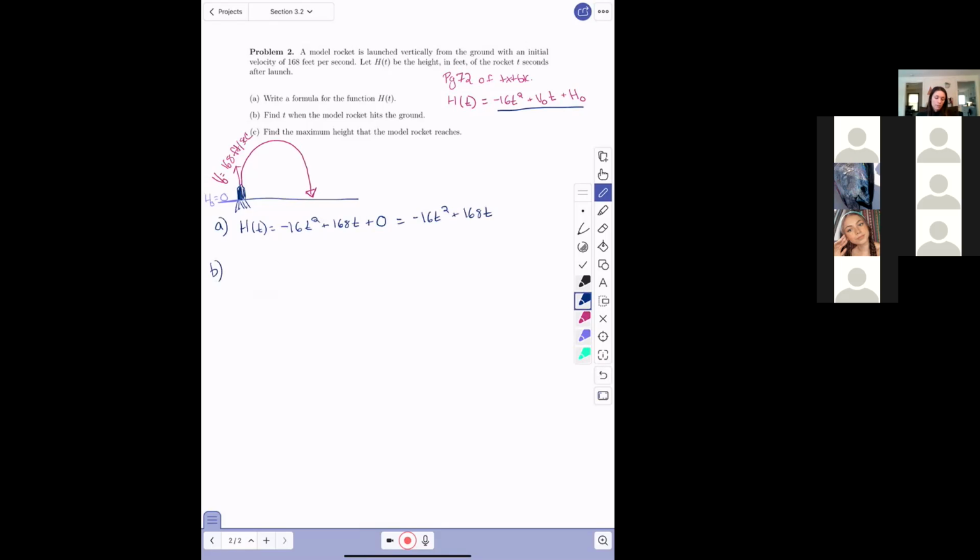Okay, part B. Find t when the model rocket hits the ground. So to find when this hits the ground, how are we going to set up the equation? Set h of t equal to 0. Good, so h of t equals negative 16t squared plus 168t, set it equal to 0. So why don't you guys go ahead and factor this one, and let me know what you get when you factor it. So what's the next step?